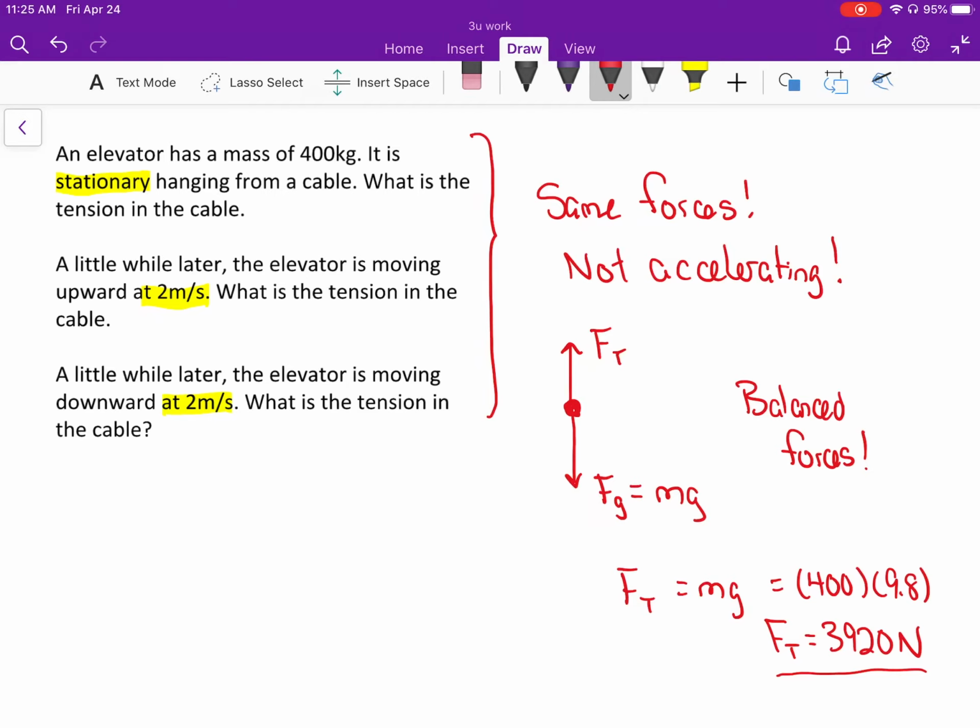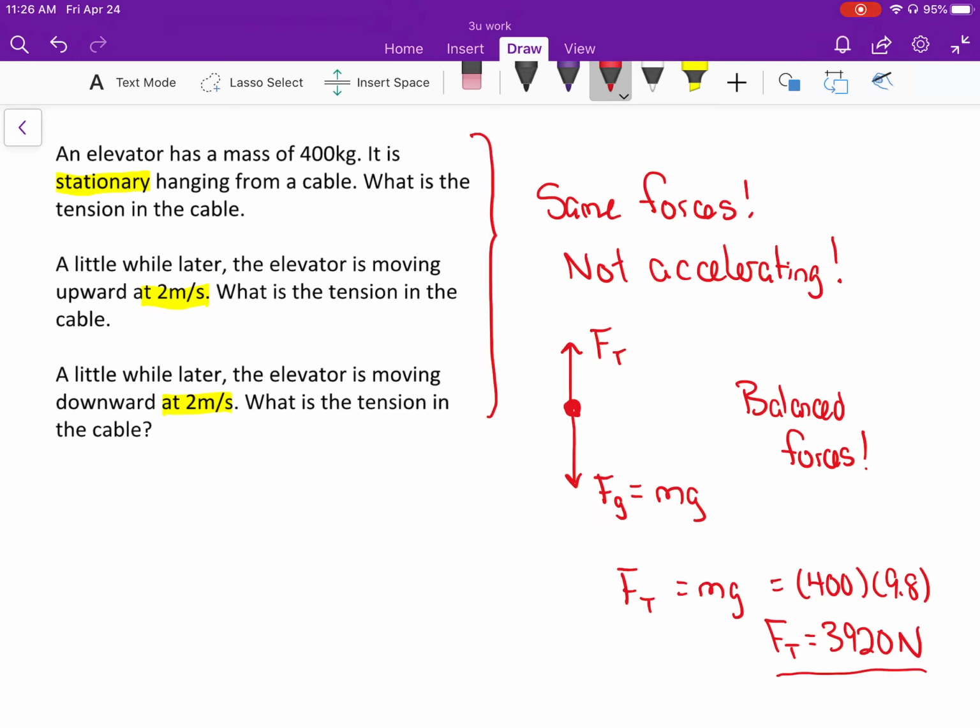That's thinking through when the elevator is stationary. If we think through when the elevator is moving upward at a constant speed, if it's moving upward at 2 meters per second, it doesn't say it's accelerating. Since it's not accelerating, it's the exact same physics. If the upward force were bigger, then it would speed up and would go faster than 2. If the downward force were bigger, maybe it's going up but slowing down, so it would go from 2 and it would slow down. So when it's going upward at a constant speed of 2, the forces have to be the same, otherwise it would accelerate, maybe speed up or slow down.